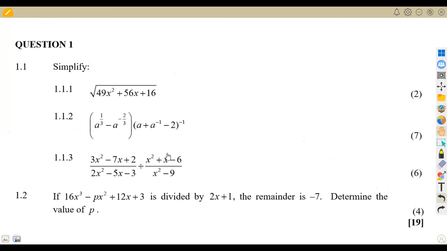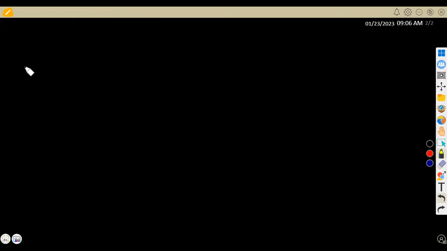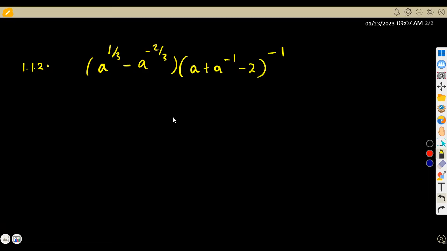On 1.12, it's again to simplify, and that is 7 marks. So we shall quickly see what we're supposed to do in this case. I'm just going to write this question aside. So this is 1.12, where we were given the expression. This was a to the exponent of a third minus a to the exponent of minus 2/3 in a bracket. Then another bracket: a plus a to the exponent of minus 1 minus 2 to the exponent of minus 1. And you are asked to simplify.